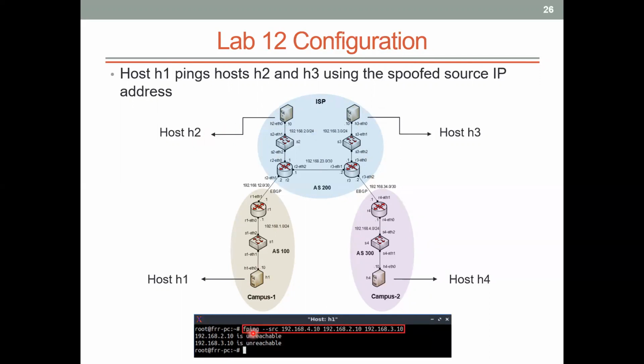fping is a program that allows us to do that. We can specify the source, because host H1 now has multiple interfaces. It has the loopback interface, which contains the spoofed IP address, as well as the direct link connected to R1. Basically, we don't want to send packets using the legitimate interface, the one connected to router R1. Instead, we want to use the source 192.168.4.10, and our destination is going to be 2.10 as well as 3.10, which belong to hosts H2 and H3.